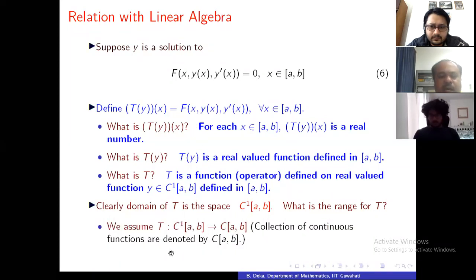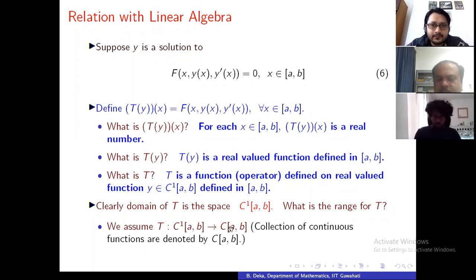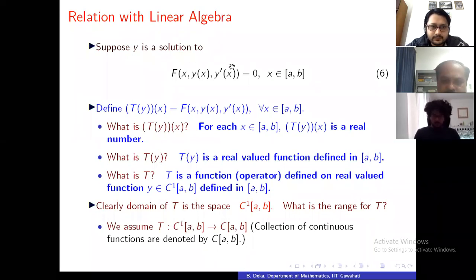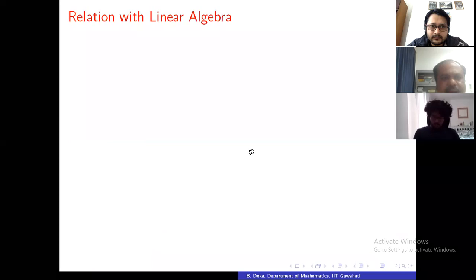So more precisely, we assume that this first order equation in operator notation can be represented as an operator T from C1[a,b] to C[a,b], and C[a,b] is, as we have already mentioned, the collection of all continuous functions. So this equation can now be written in terms of the operator. Ty is defined by this map, which comes from the given equation. In other words, you are converting a differential equation to an operator. That operator is basically T.